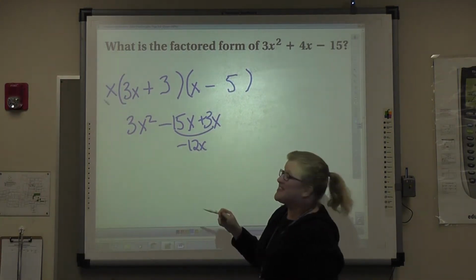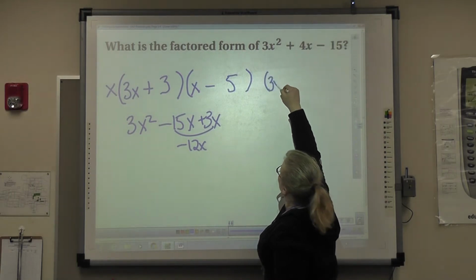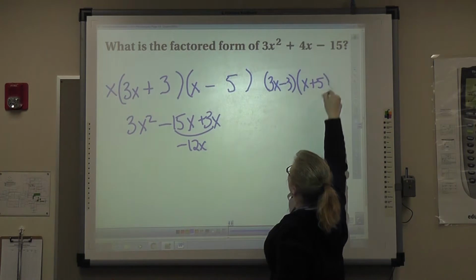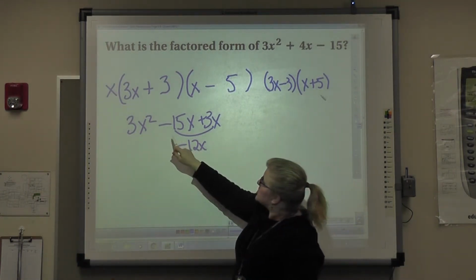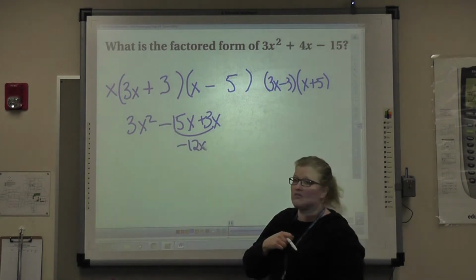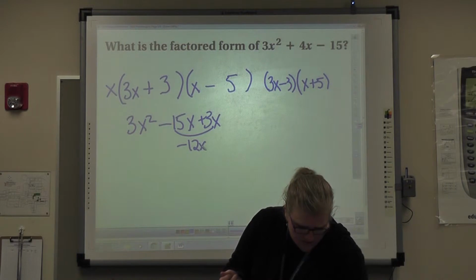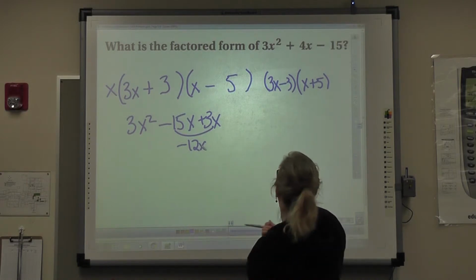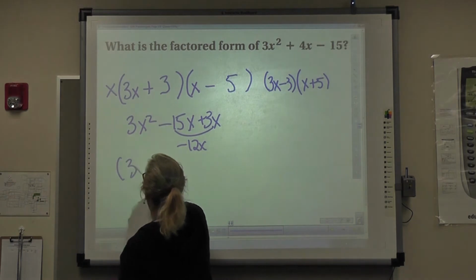I'll tell you what else it's not. It's not going to be 3x minus 3 times x plus 5. And we touched on this just a little bit, because if it's this, then it's just going to change these signs around. So we know it's not that either. So we'll try something altogether different. I wish I could read my notes, because I don't remember. All right, so let's try it again.